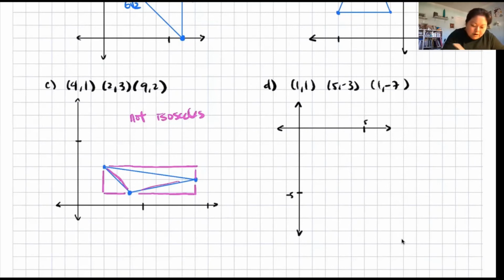Okay, let's mark our points. (1, 1) is right here. Oops, sorry, wrong way. (1, 1) is up here. And then (5, -3) down here. And then (1, -7) is here.